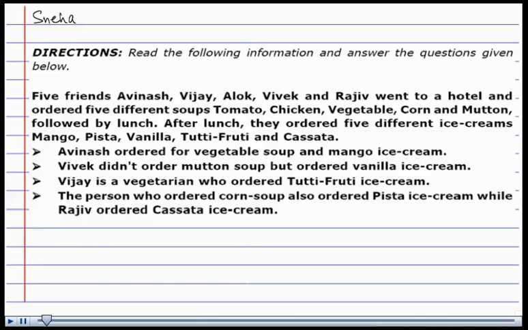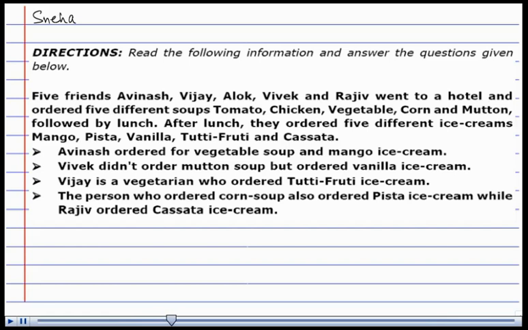Hello, I'm Sneha. Directions. Read the following information and answer the questions given below. 5 friends Avinash, Vijay, Alok, Vivek and Rajiv went to a hotel and ordered 5 different soups: tomato, chicken, vegetable, corn and mutton, followed by lunch. After lunch, they ordered 5 different ice creams: mango, pista, vanilla, tutti frutti and cassata. Other information is as given below.